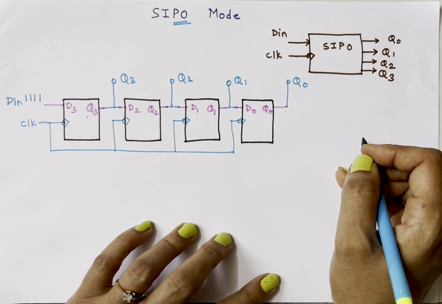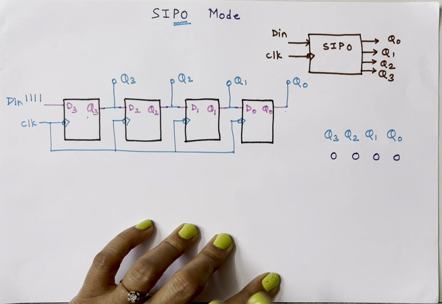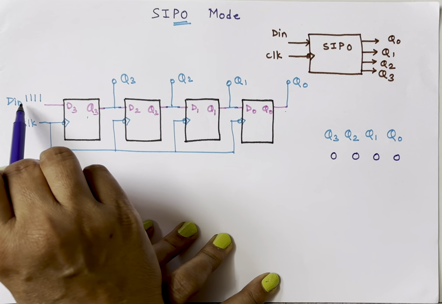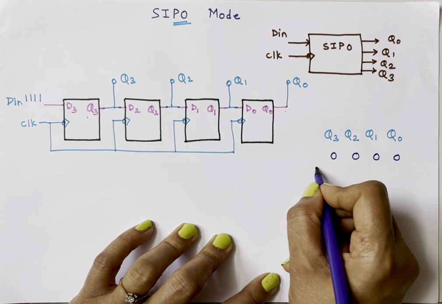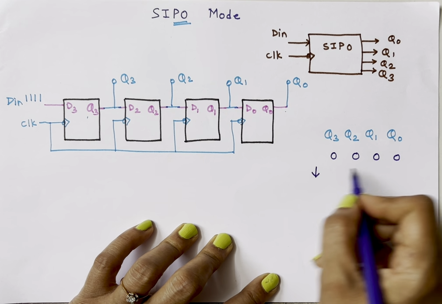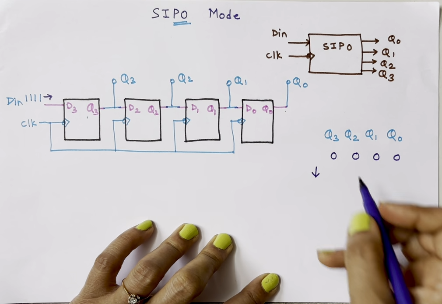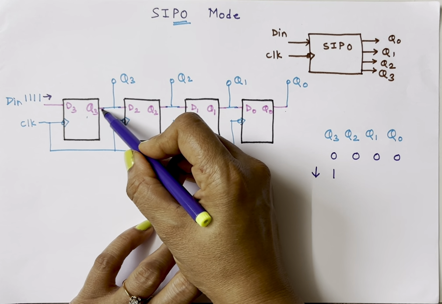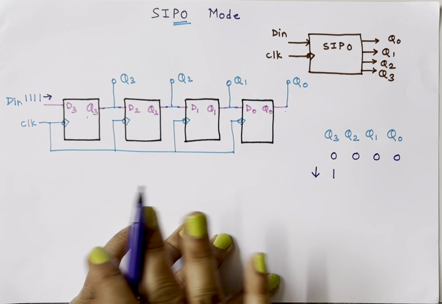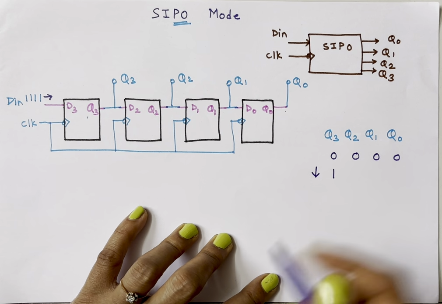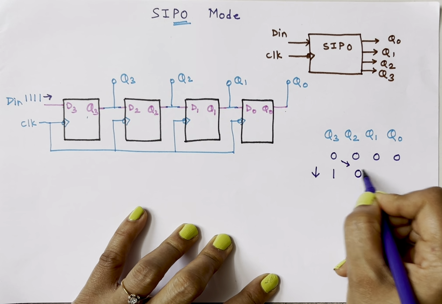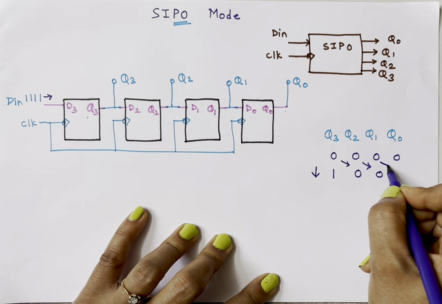Now let's see how it works. Initially all 4 outputs are 0. Then we'll start loading these 4 bits. For the first clock cycle, this is negative edge triggered. This bubble indicates negative edge. So this first one will come inside. So 1 will come here. In a D flip-flop, whichever data is present at the input side comes at the output side. This is the simple functionality of D flip-flops. So this 1 will come here, this 0 will come here, this 0 will come here, and this 0 will come here.